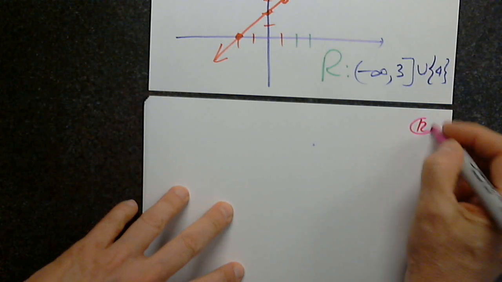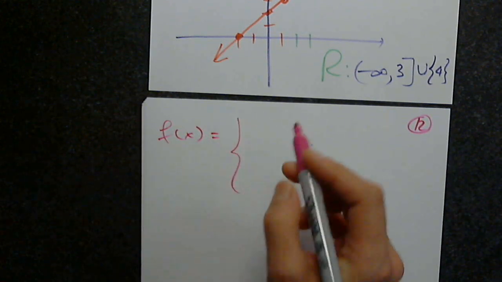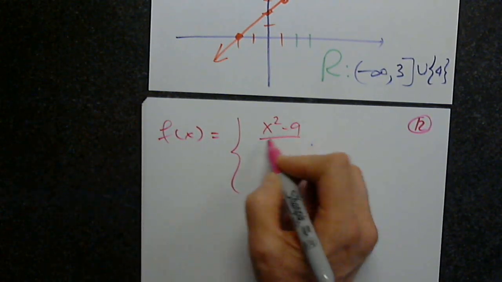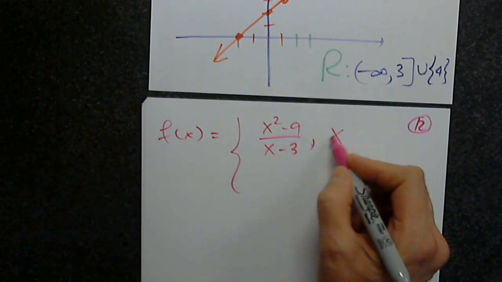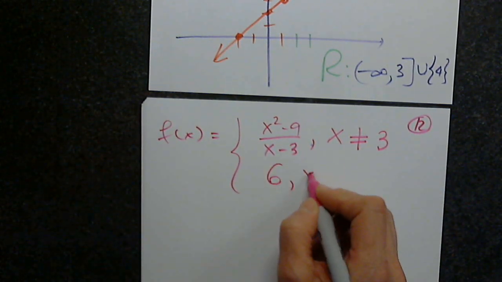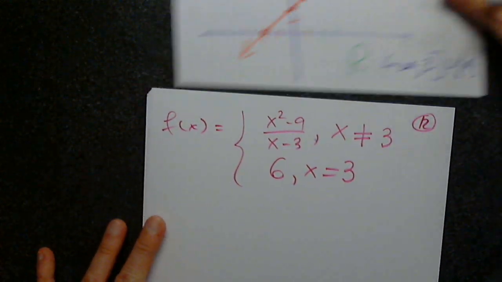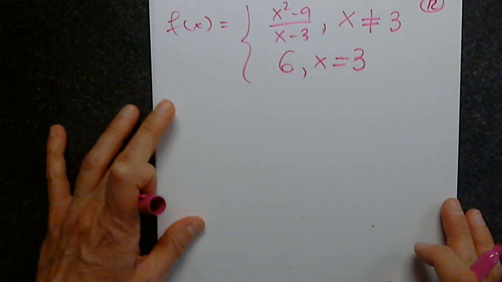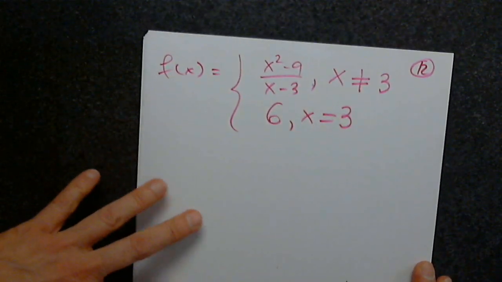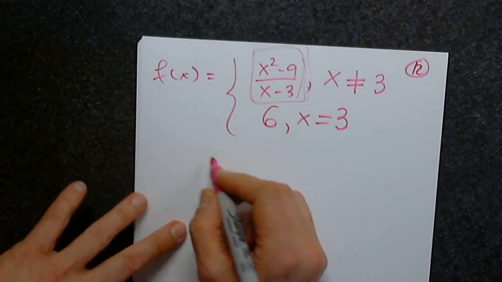So here it is. f of x equals x squared minus 9 over x minus 3 for x not equal to 3, and 6 for x equals 3. Okay. Of course, I'm going to work on this because I can. Let's take it aside.